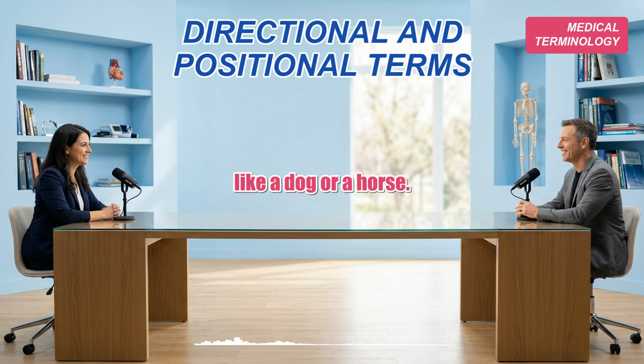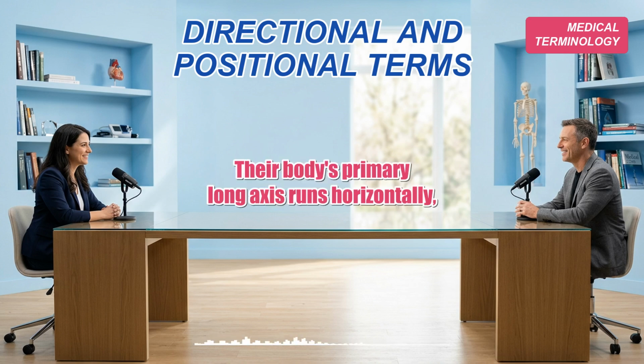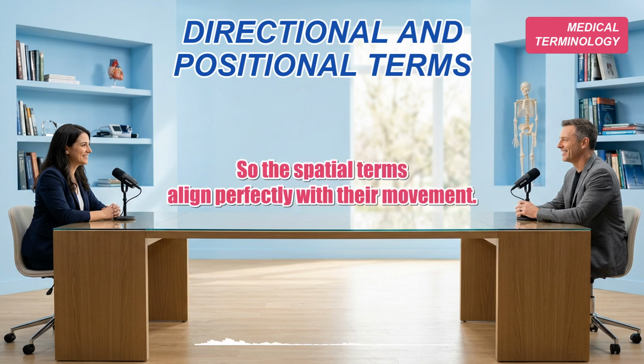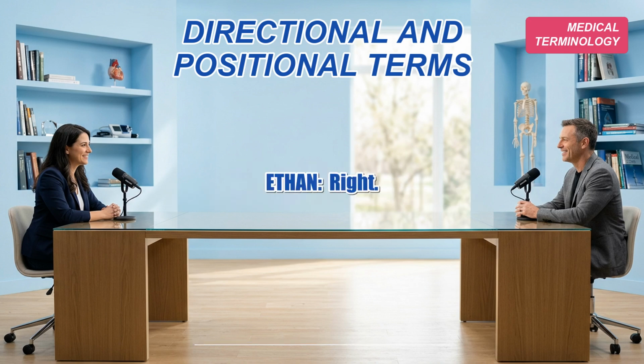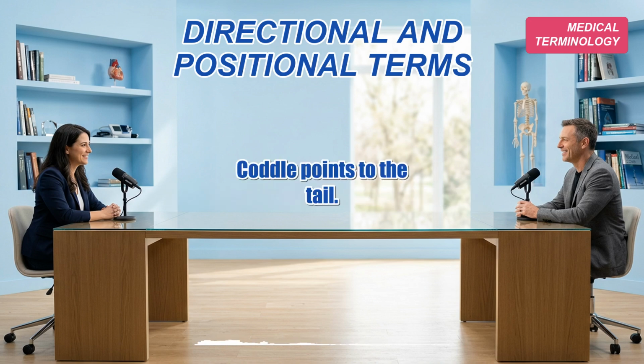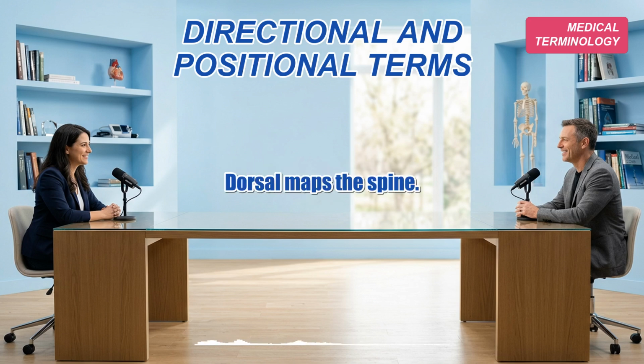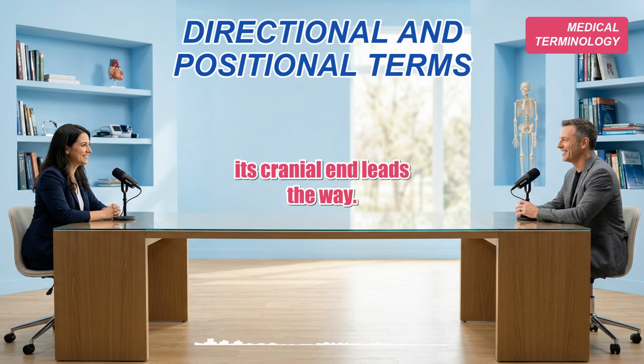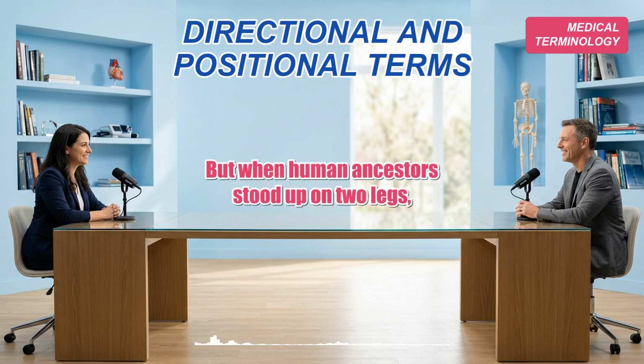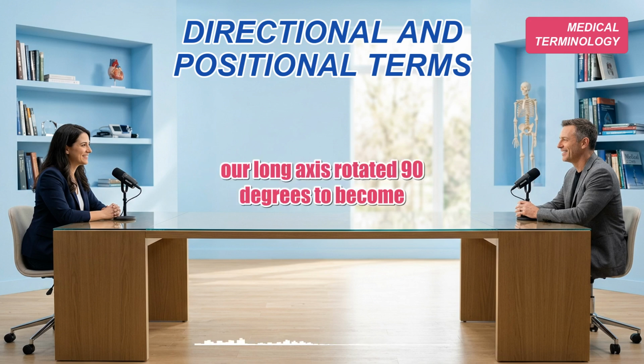Think about a quadruped, like a dog or a horse. Their body's primary long axis runs horizontally, parallel to the ground, so the spatial terms align perfectly with their movement. Right, cranial points toward the head, caudal points toward the tail, dorsal maps the spine, and ventral maps the belly. Exactly. So if a dog walks forward, its cranial end leads the way. But when human ancestors stood up on 2 legs, our long axis rotated 90 degrees to become vertical.